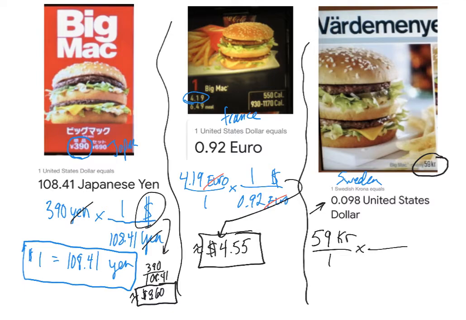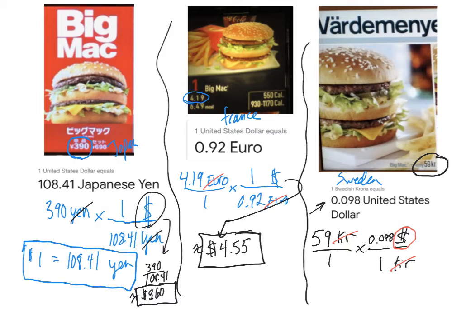So I'm going to multiply by, I want to cancel out the krona and go into dollars. I know that there are 0.098 dollars in 1 krona. So 1 krona is almost 10 cents, essentially. What I see is the krona would cancel, and I would be in a measure of dollars.